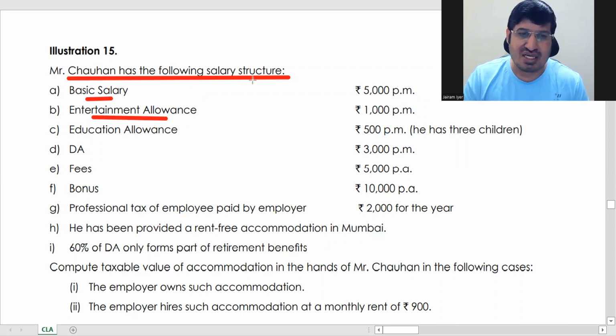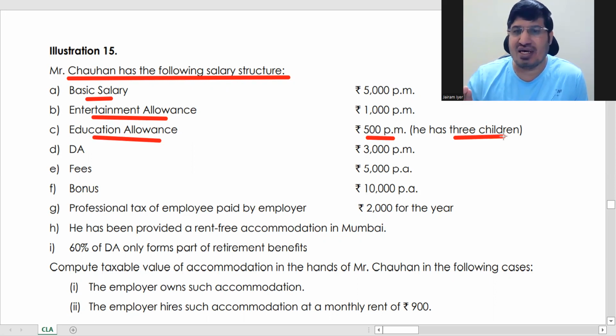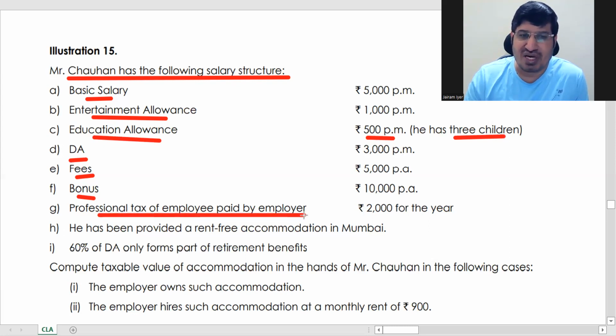Mr. Chauhan has the following salary structure: basic salary, entertainment allowance. Okay. So both will be fully taxable. Education allowance, 500 per month. He has three children. For two children, he will get 100-100. That means 300 of this will be taxable every month. Correct? Right? And then DA is fully taxable, fees, bonuses fully taxable always. Professional tax paid by employer. This is a perquisite. Professional tax of employee paid by employer is a perquisite. 2000.